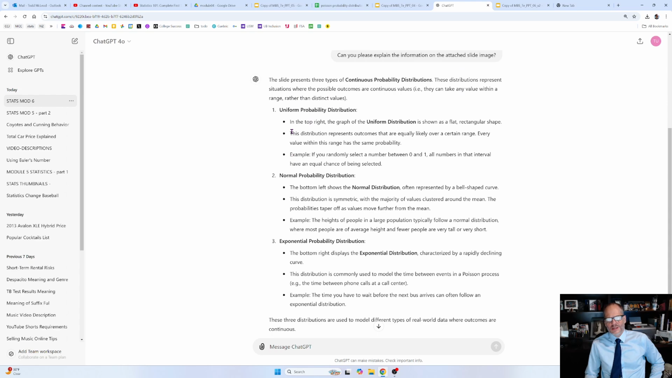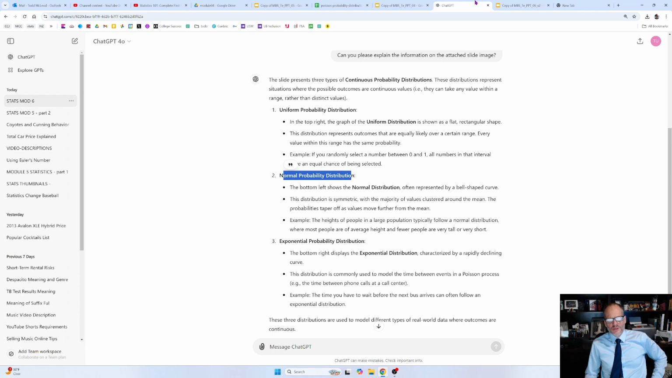A uniform probability distribution, in the top right. The graph of the uniform probability distribution is shown as a flat rectangular shape. This distribution represents outcomes that are equally likely over a certain range. Every value within this range has the same probability. Example, you randomly select a number between 0 and 1. All numbers in that interval have an equal chance of being selected, right? So 0.72, right? All numbers have an equal chance of being selected between 0 and 1.